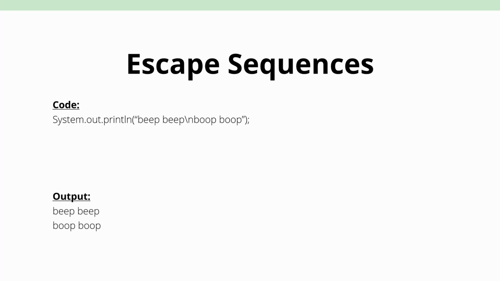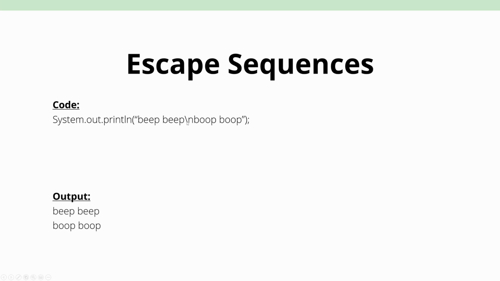So right here, our code is a print line command, and we have quotation marks around our string, and we want to print out beep space beep. So we have beep space beep, and then we encounter a backslash. As soon as we encounter a backslash, we look at the character immediately to the right of the backslash, and that's an N. The computer, you can think of it as doing the same thing. It sees the backslash and it looks to the right, and that's an N.